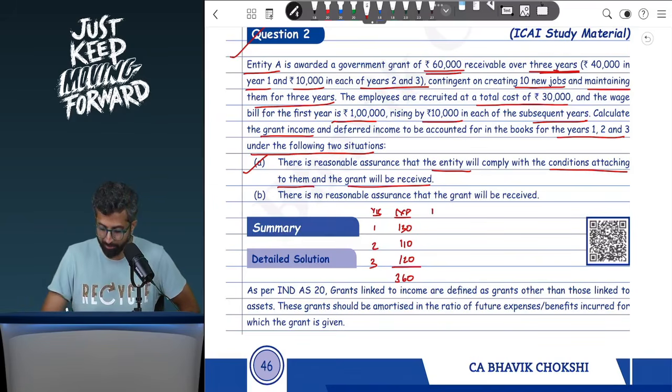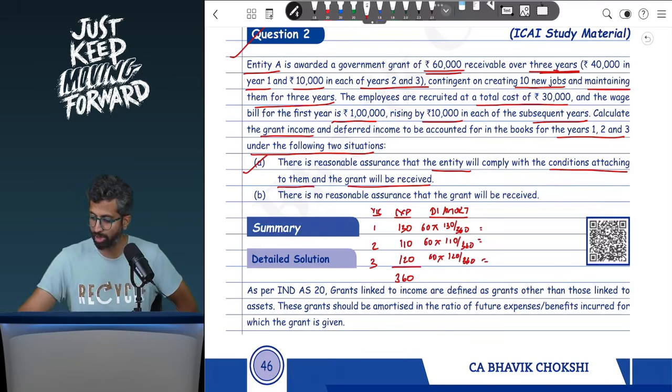So over here, if I look at deferred income amortized, it will be, let us say, 60,000 into 130 upon 360. Second year, 60,000 into 110 upon 360, and in the third year 60,000 into 120 upon 360. So if I look at the amortization amounts, 60,000 into 130 upon 360 comes to, let us say, just a second, 60,000 into 130 upon 360.